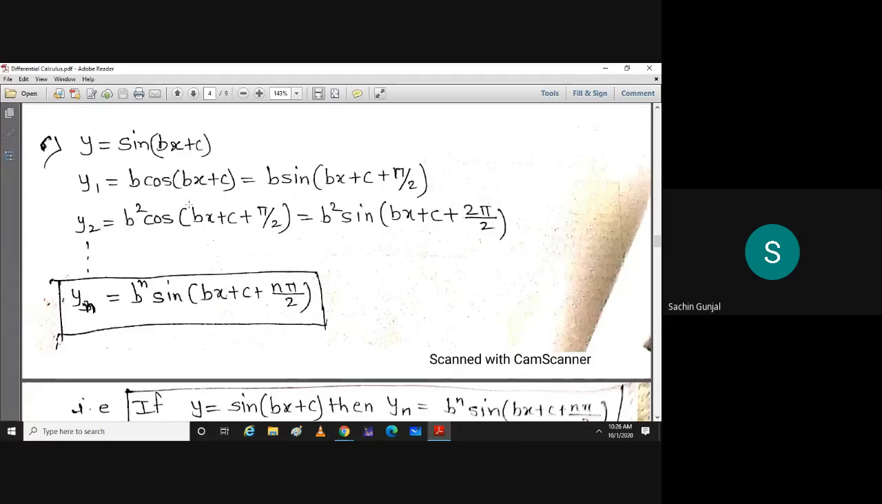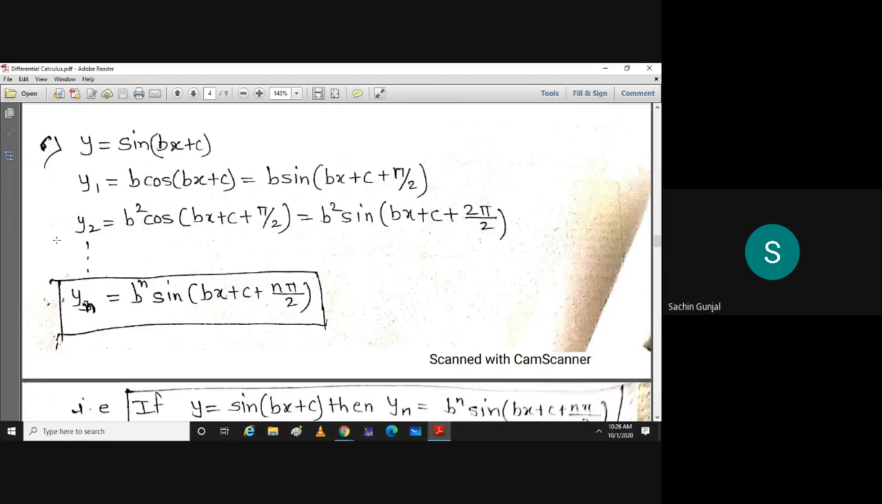Now you differentiate it. So what will be y2? Cos of (bx plus c plus pi by 2) into b, so that will become b square. Again, you write this cos in terms of sine. So b square as it is, sine of (bx plus c plus pi by 2), and add one more pi by 2. So that will become 2 pi by 2.